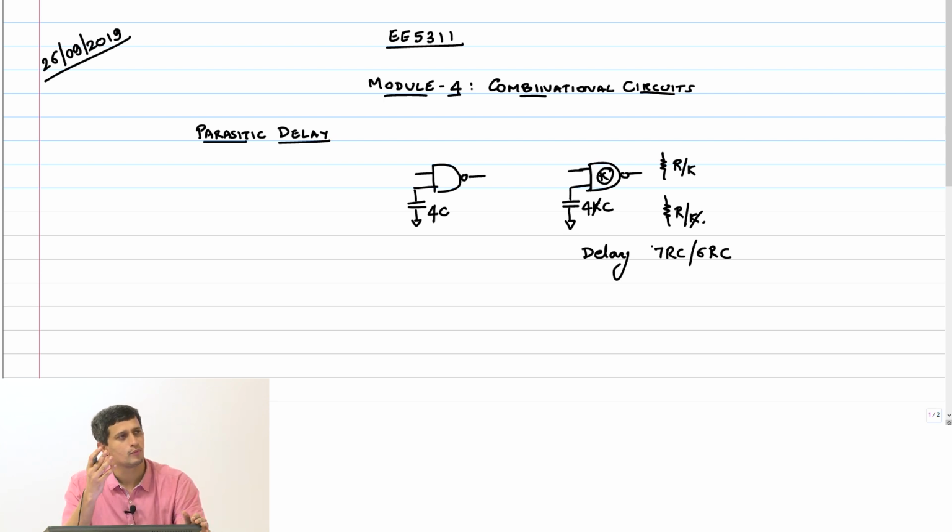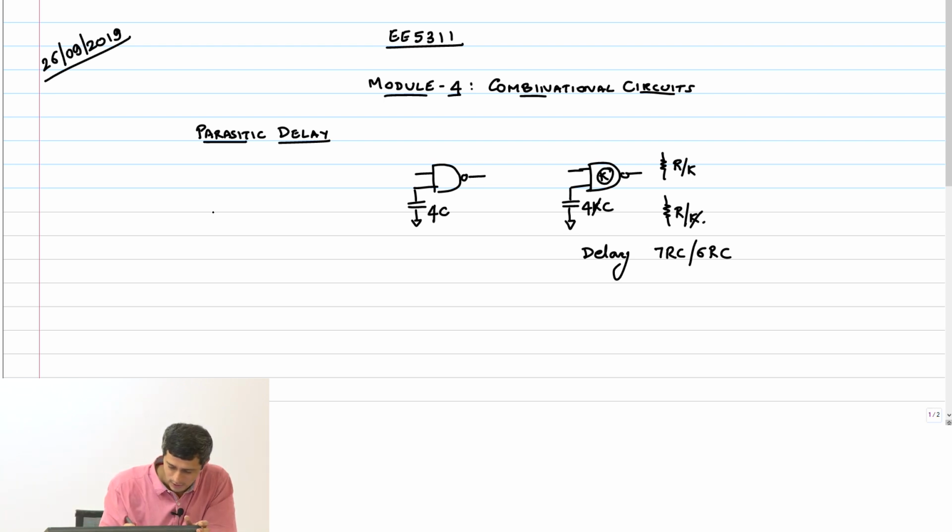I also asked you to make an approximation instead of doing all this complicated Elmore delay type of evaluation each time. You just count the diffusion capacitance on the output node, and divide it by the diffusion capacitance of an inverter. You will get the normalized parasitic delay. So let me just remind you about that once.